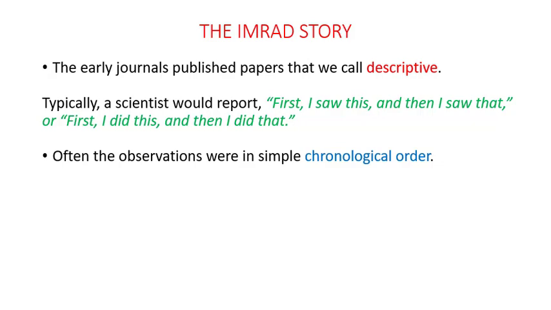The early journals published papers that we can call descriptive in nature. Generally, a scientist in those early days reported his research in a fashion of: firstly I saw this and then I saw that, or firstly I did this and then I did that. So he basically reported his observations in a simple chronological order.